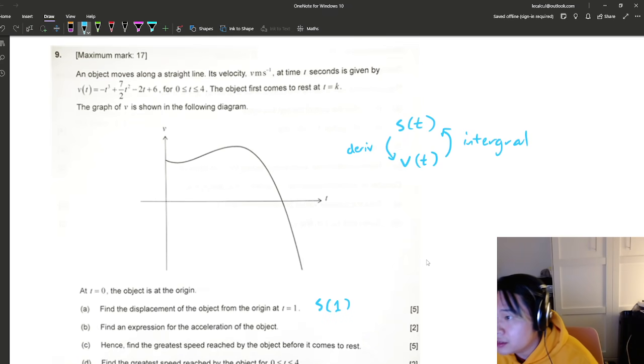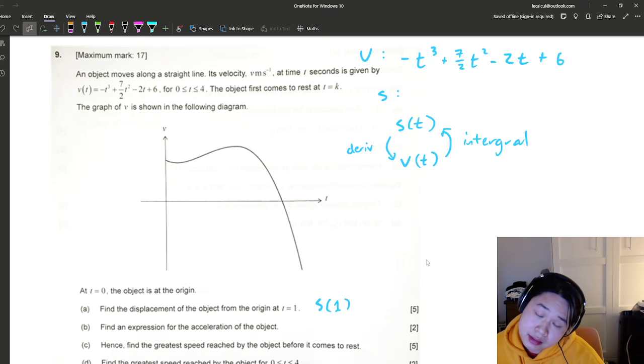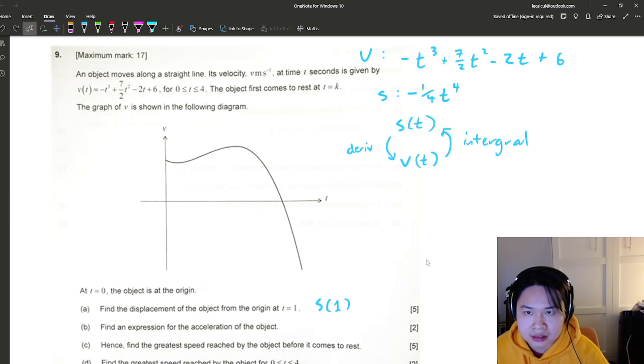Okay, so here's my function. I'll just rewrite it over here. Negative t cubed plus 7 over 2 t squared minus 2t plus 6. So this is v. So this means that s is going to be negative 1 over 4 t to the power 4. We're just using integral exponent rules here. It's pretty straightforward. I think it's in your booklet too.